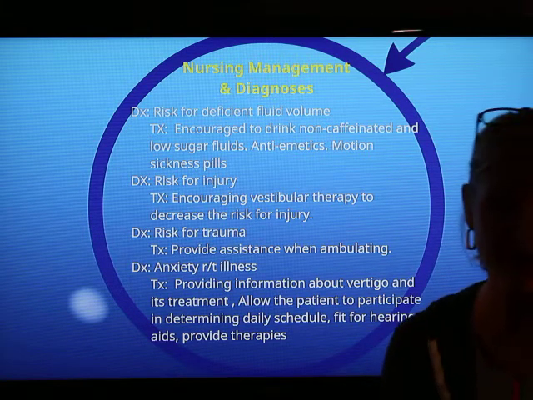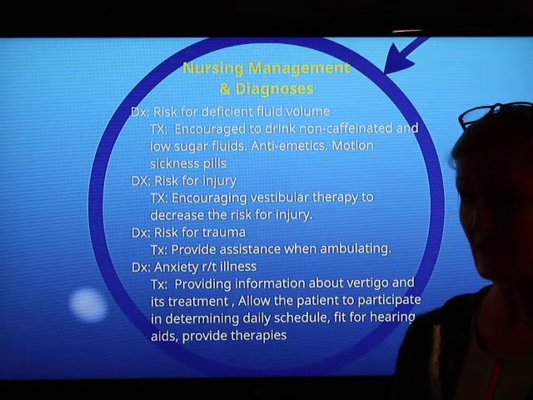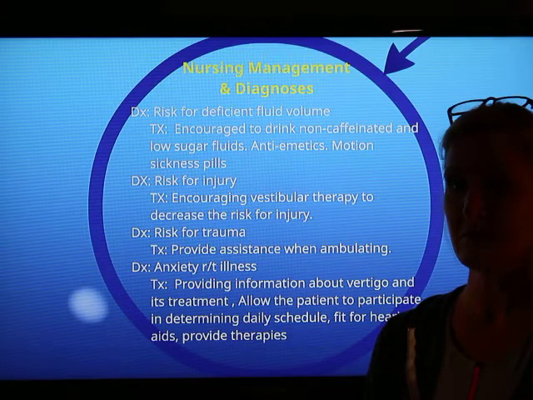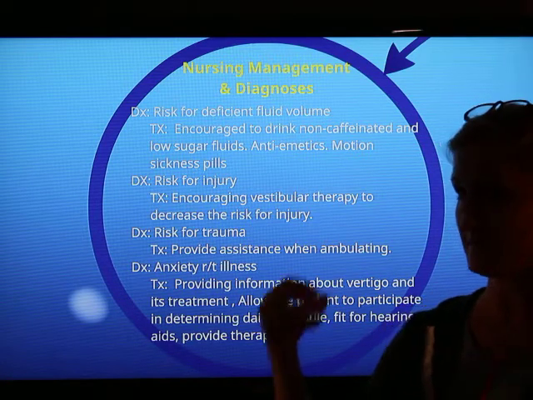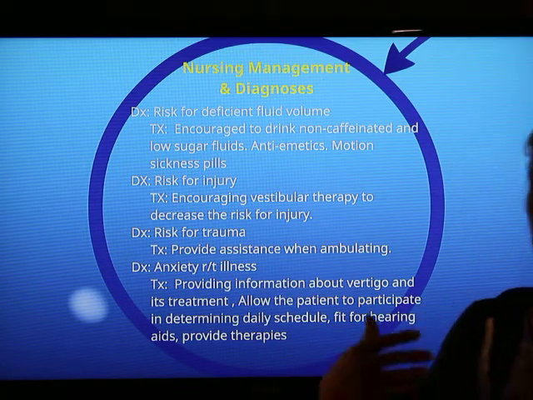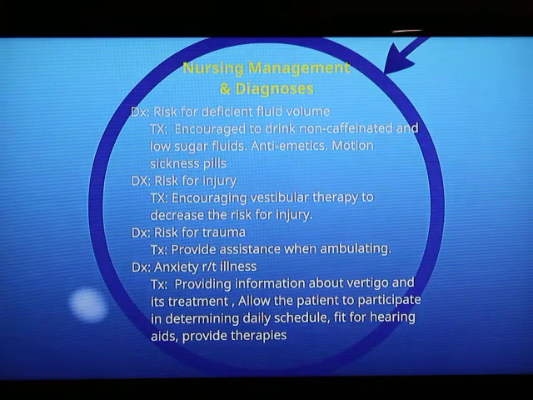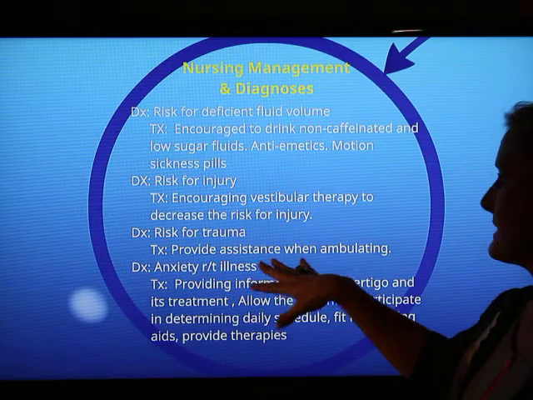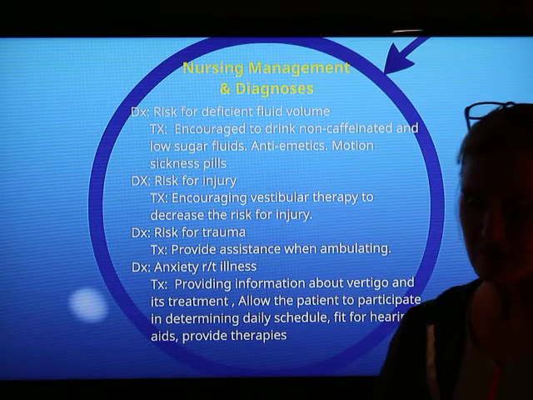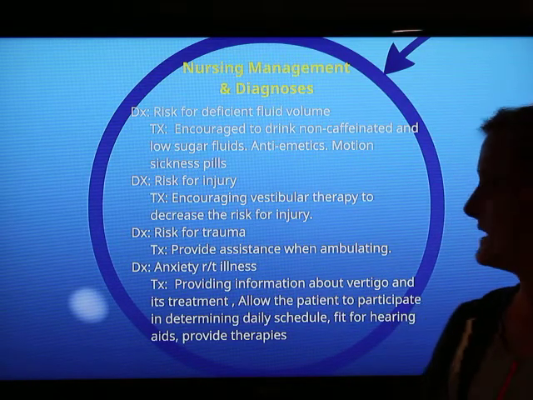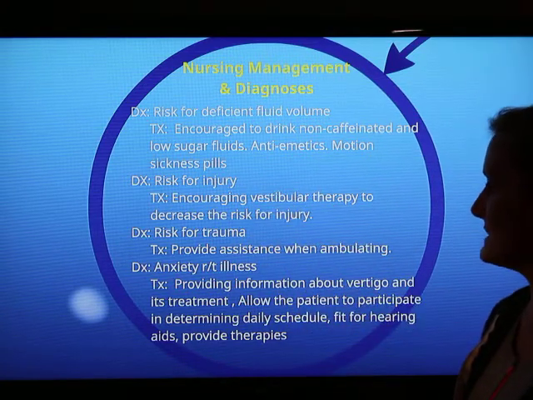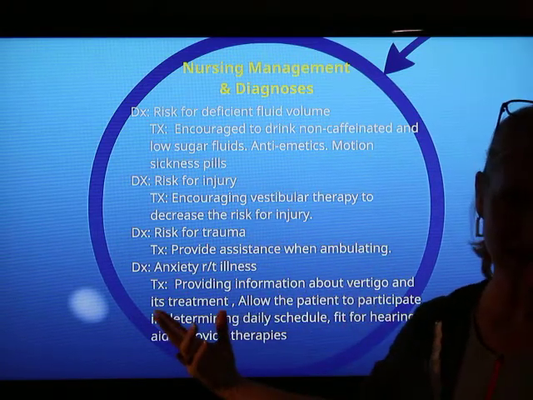They are at high risk for injury, so you've got to be careful that you're making clear paths for them. Maybe have handrails around, and be very, very cautious around stairs. Don't put down throw rugs that they can fall on, things like that. Trauma, especially when they're ambulating, you don't want these people falling and hurting themselves. The risk for injury and risk for trauma are closely associated, and there's high anxiety because of the illness.